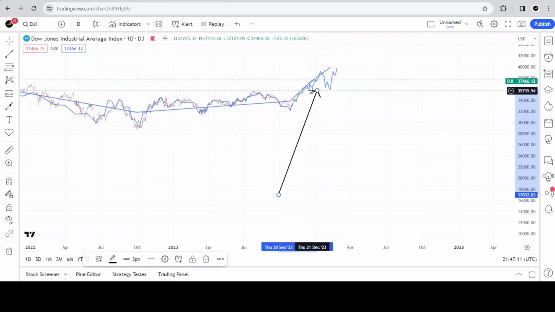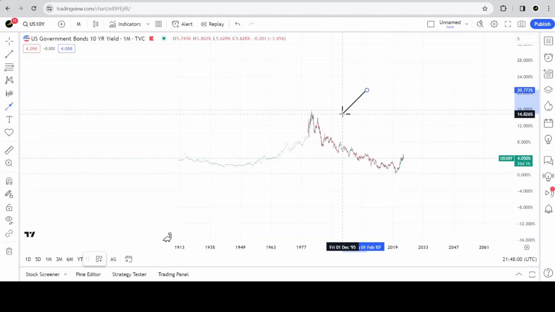Now I want to switch gears and jump into the 10-year yield. Okay, so here's the 10-year yield. This is a very zoomed out picture. It's on a month candle. And I've talked in previous videos about this peak right here being copied over here. And it is, but there's more to the story that you need to hear.